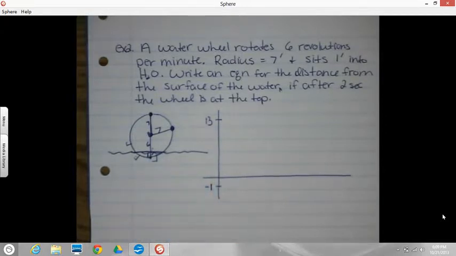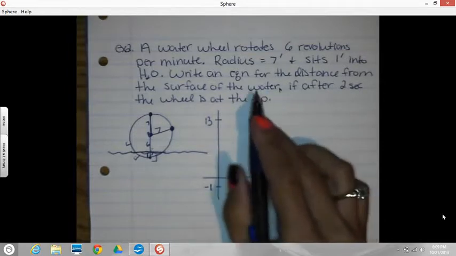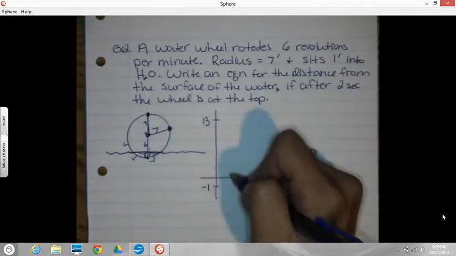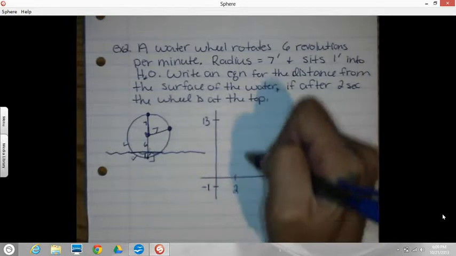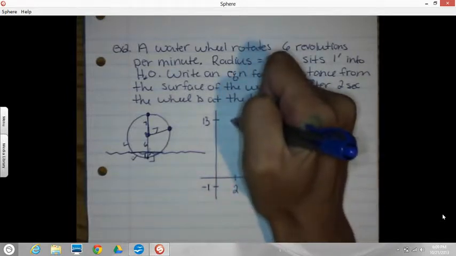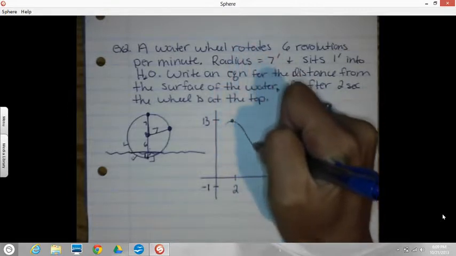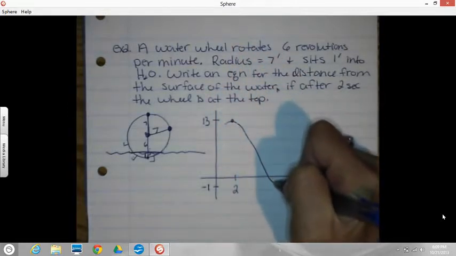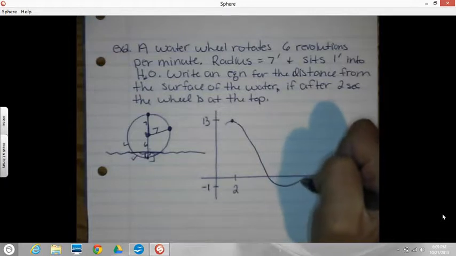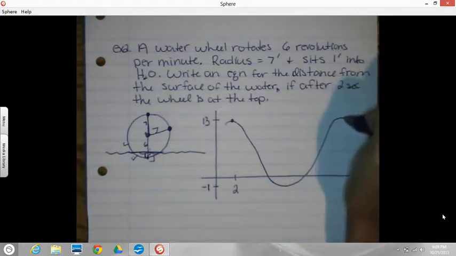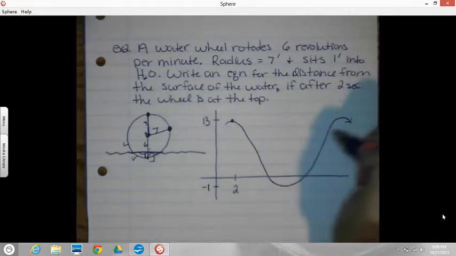Alright, so at 2 seconds is when that point is at its max. So here's 2 seconds, it's at the max. And then eventually it goes down, hits that -1, and starts going back up again. And then it'll go down, keep repeating itself.